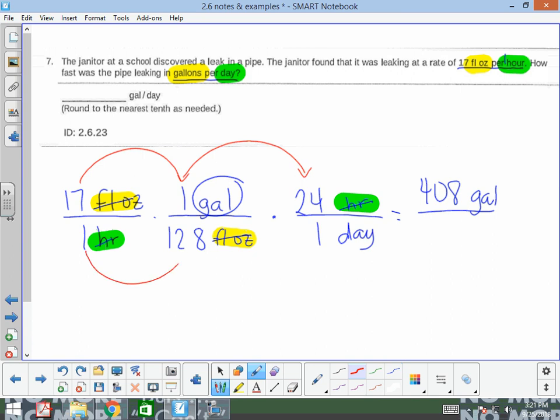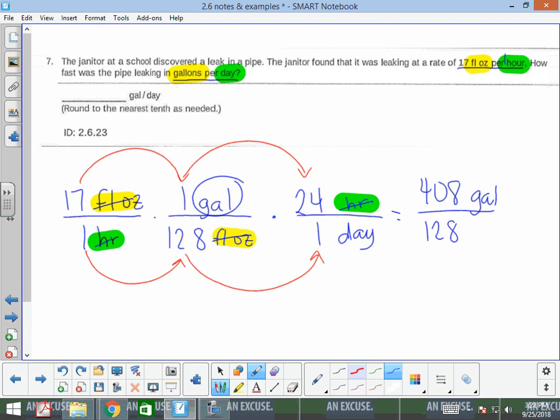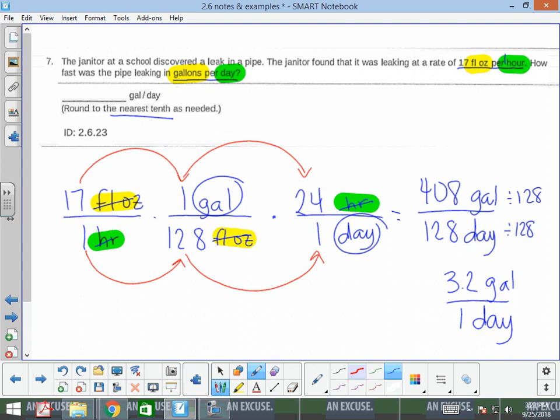On bottom, multiplying 1 times 128 times 1, which is 128. And that's going to be days. That's the unit I have left on the bottom. So I have 128 on bottom, not 1. So I'm going to divide both by 128. Whatever's on bottom, that's what we're going to divide by if it's not a 1. So 408 divided by 128, rounding to the nearest tenths, is 3.2 gallons over 1 day, because 128 divided by 128 is 1. So right here we're going to put 3.2. Okay, this isn't too bad.